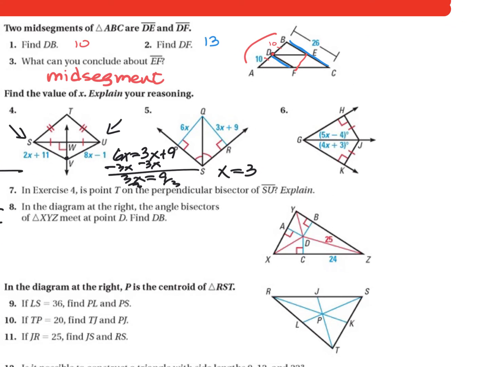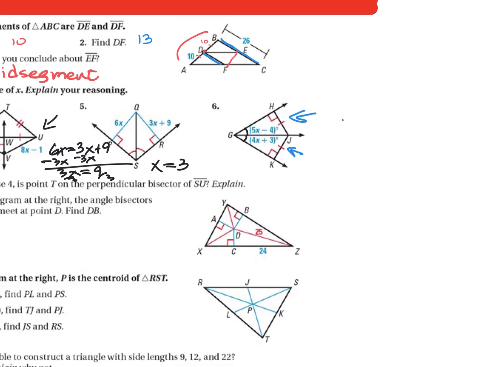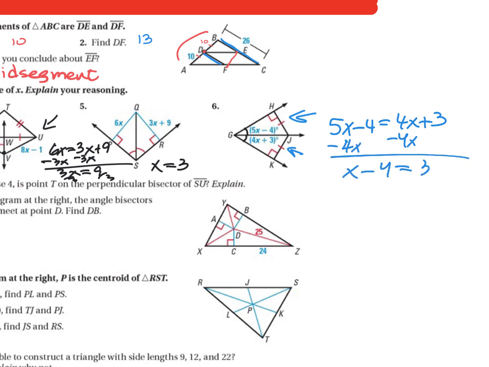Number 6, same thing. This time we're looking for the angle measures. We can tell that they were bisected because of the congruent distances here. So I'm just going to set 5x minus 4 equal to 4x plus 3. Going to subtract the 4x. X minus 4 equals 3. Add the 4, and x equals 7.